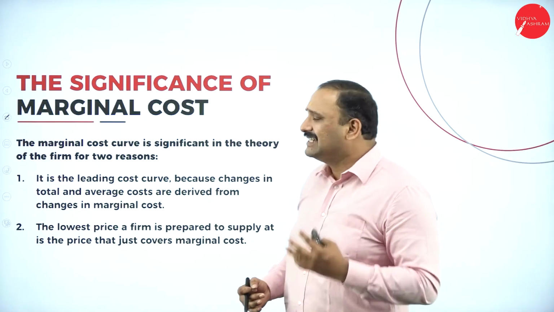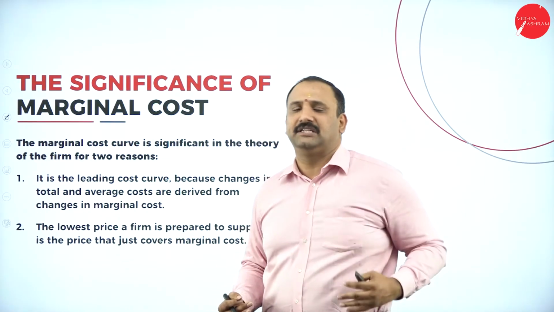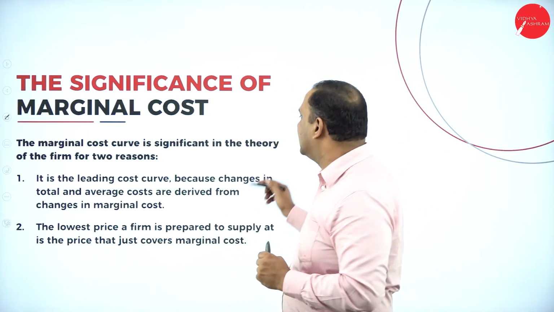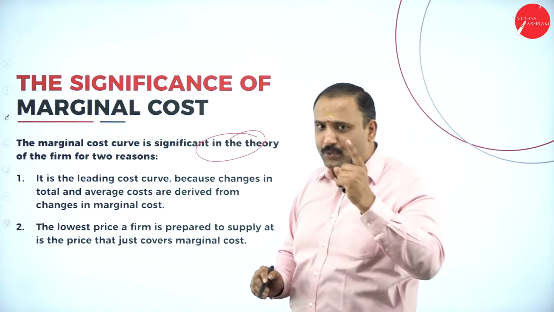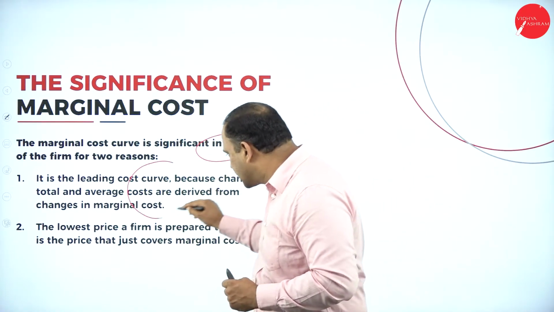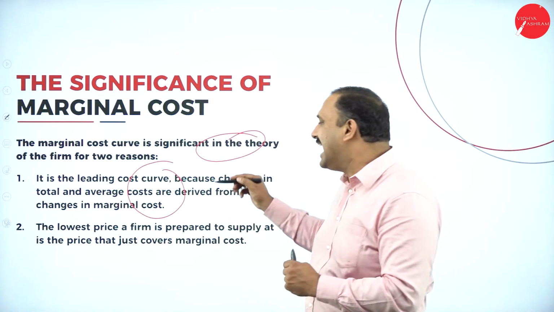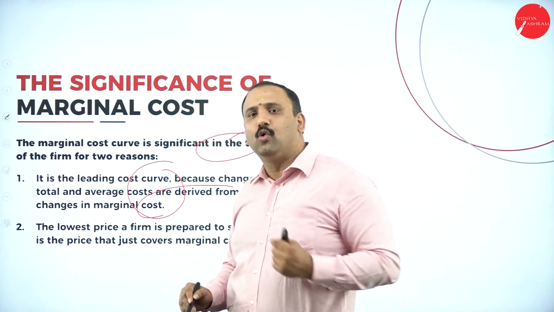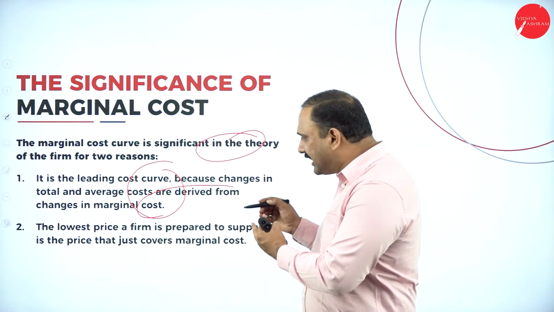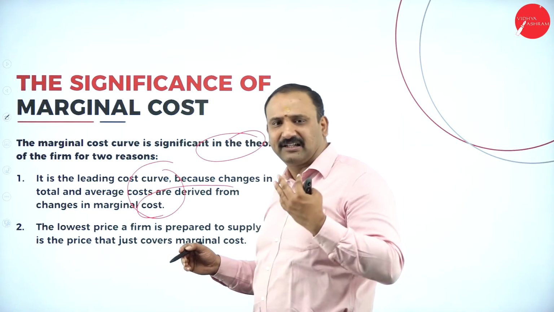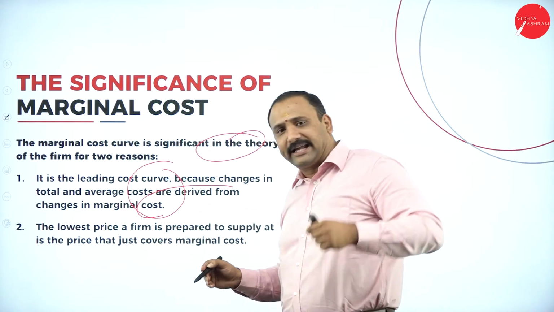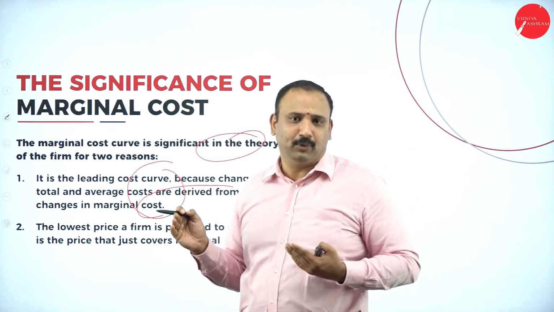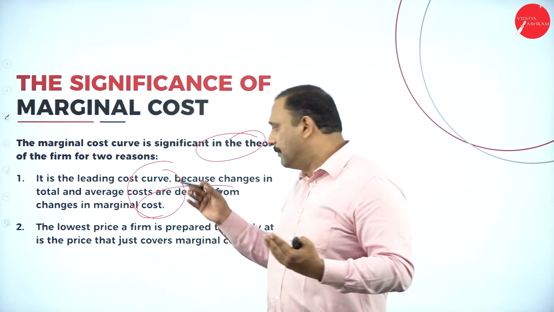Now, the next thing is the significance of the marginal cost. This is very, very important. Why? Marginal cost is quite significant in the theory of the firm for two reasons. One, it is a leading cost curve because the changes in total and average cost are derived from the marginal cost. So as you go up the production line, as you make any changes, you will see that the marginal cost will be a significant factor because you derive it from that particular position.